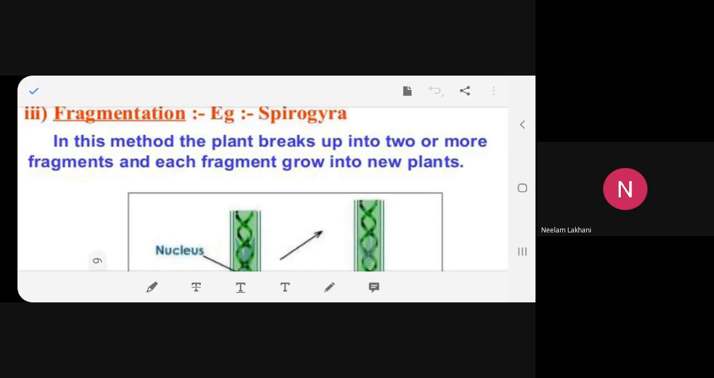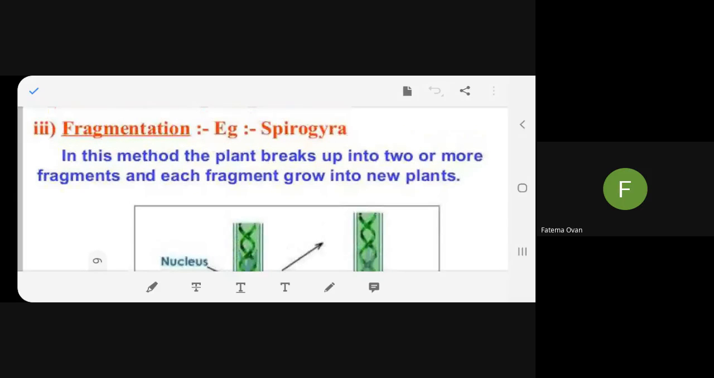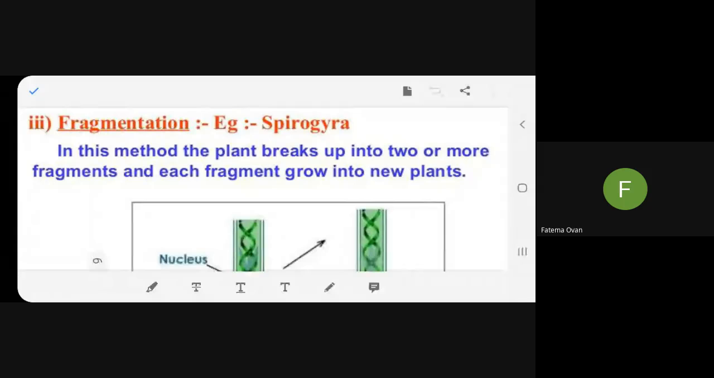Read, beta. Yes, Owen Fatima, start reading. Fragmentation. Example: Spirogyra. In this method, the plant breaks up into two or more fragments, and each fragment grows into new plants.